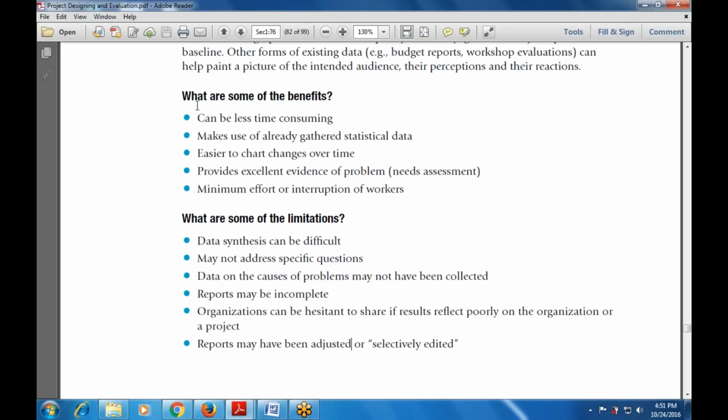It can be less time consuming for the already gathered statistical information, and it is easier to chart changes over time. It also provides excellent evidence of the problem, meaning a needs assessment. Then there is minimum effort or interruption of the workers. That depends on the scenario and on the benefits.